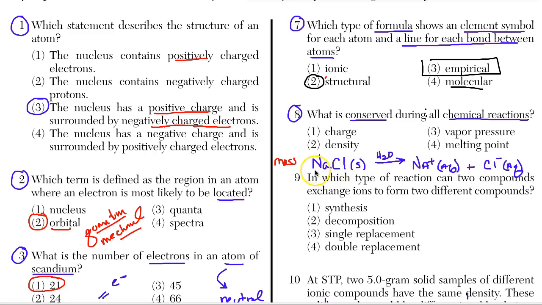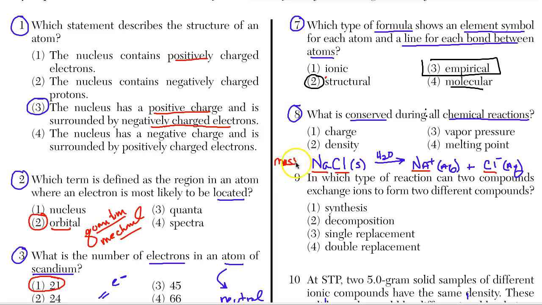The reason why we know that the mass is always conserved is that we balance. Now in this case we don't have to balance because we have 1 sodium for 1 sodium, 1 chlorine for 1 chlorine. It's very important to understand that we balance because of the conservation of mass. Now there is energy associated with this reaction.